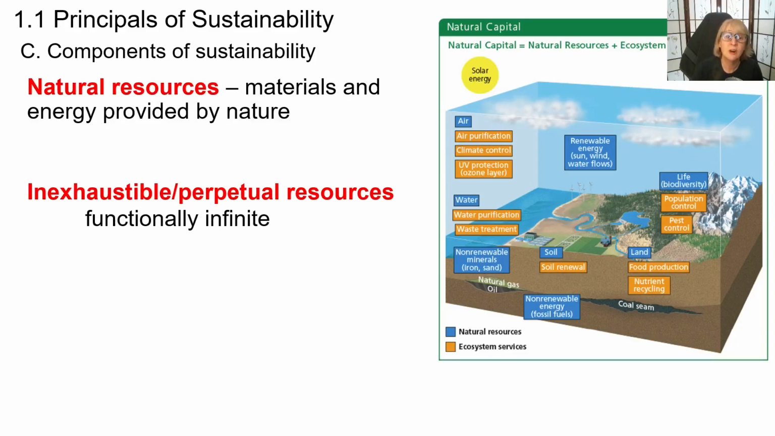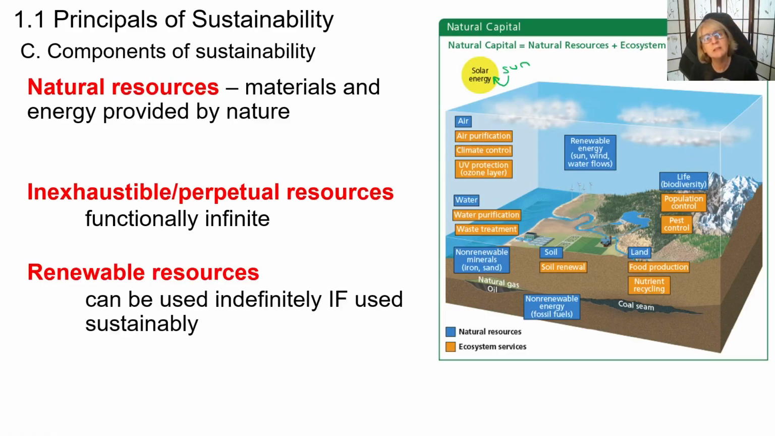Some resources are functionally infinite. In anything we can imagine that humans can do, we're not going to run out of them. The sun is probably infinite, and as far as we're concerned, it is. There is sunlight that should be shining on planet Earth long after we're all gone. The sun is going to be around making sunlight. It is inexhaustible. We call that a perpetual resource. Compare it to something like renewable resources.